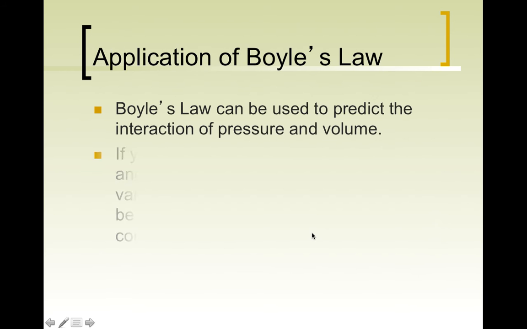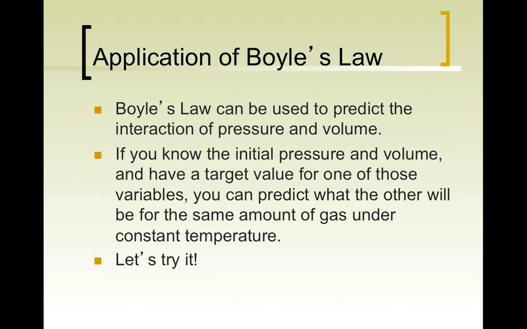All right, so we're going to get into the equation for Boyle's law. You can see none of this is blue, so we're not writing any of it down. If you know the initial pressure and volume and have a target value for one of the other variables, you can predict what it's actually going to be, as long as your temperature is constant.